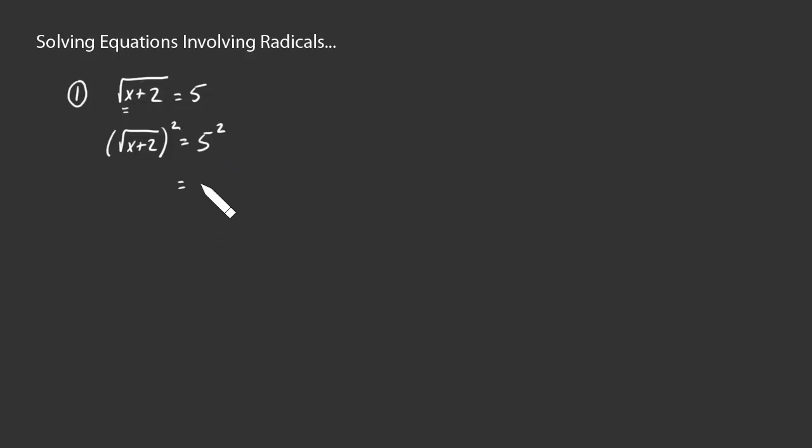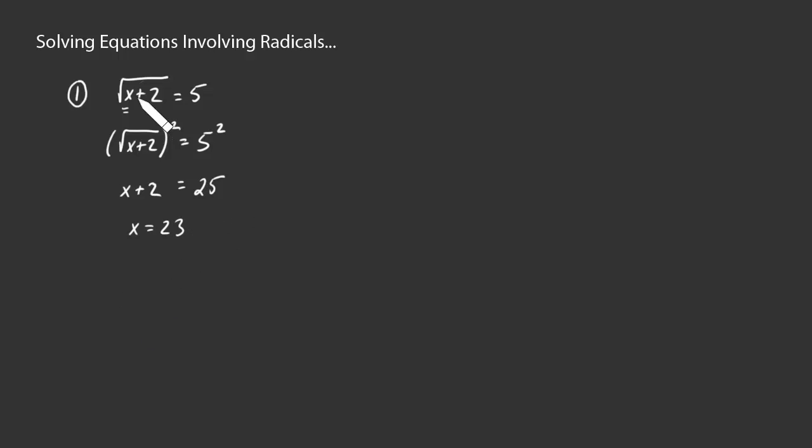we see on the right-hand side we just get 25. And on the left-hand side, of course, squaring that will kill off the square root symbol there, and we're left with just x plus 2. Now what we have is just a linear equation. This is straightforward. Subtract 2 from both sides. x equals 23. And we're done, right?